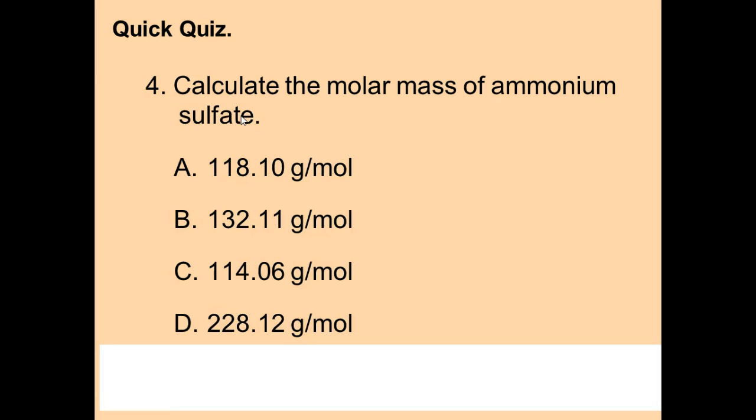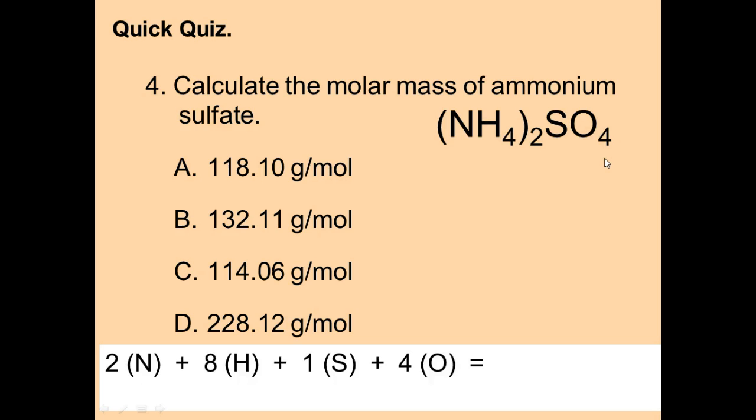And here's one more problem. What is the molar mass of ammonium sulfate? So here's a chemical formula for ammonium sulfate. We have (NH4) times 2 and then SO4. And because we have these parentheses, we have to distribute this 2. So we have 2 nitrogens, and 2 times 4 is 8, so we have 8 hydrogens. And we only have 1 sulfur and 4 oxygens. Because there's no parentheses, we don't distribute this 4. We just leave it with the oxygen. And this is what we got.